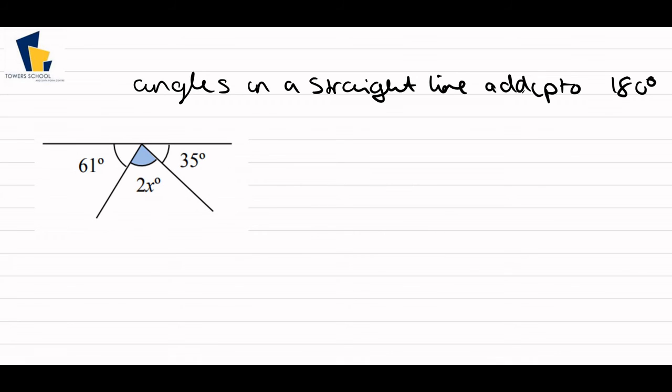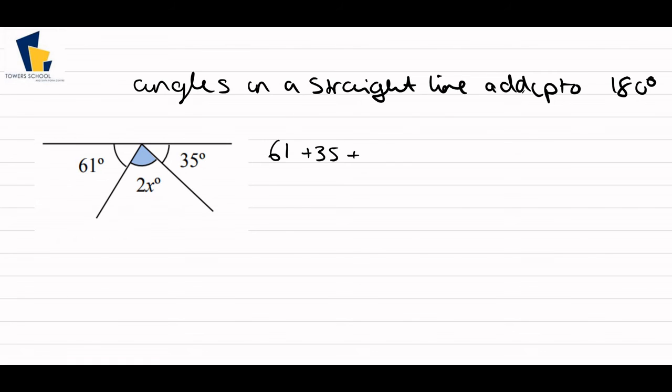Okay, let's have a look at a slightly more complicated one now. So here we have another diagram of the angles on a straight line. What I'd like you to do is pause the video here and copy this diagram out, please. To solve this one, we have the value of 2x. It's going to be the same sort of process, but there's going to be an extra step at the end of it.